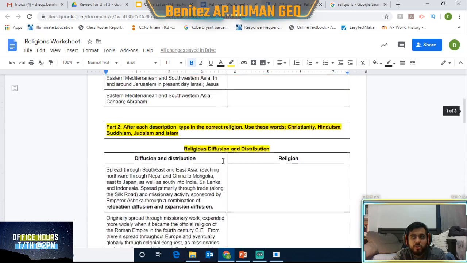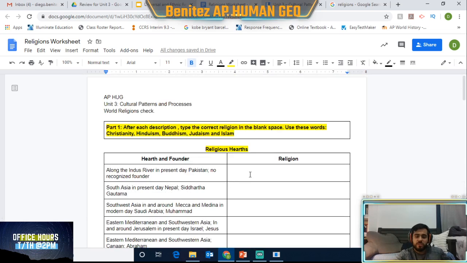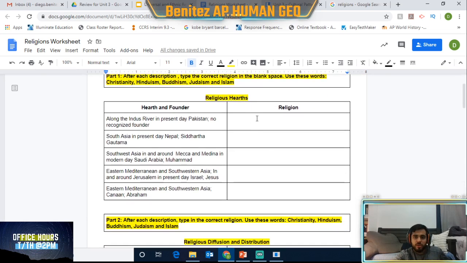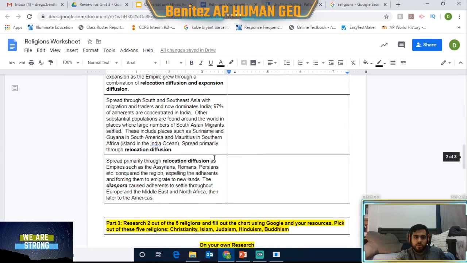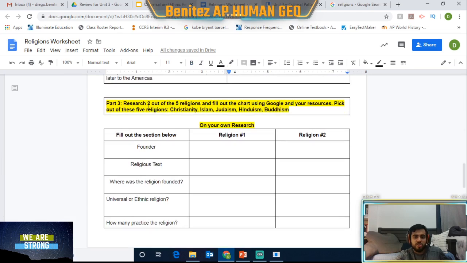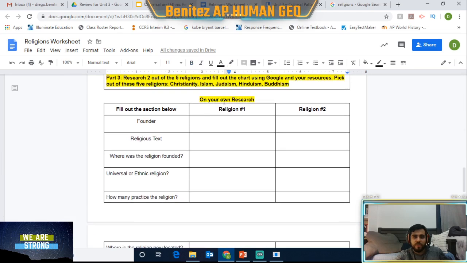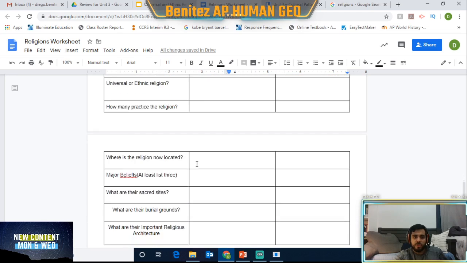For parts 1 and 2, all you have to do is fill out the correct religion in the box. And then once you go to part 3, it says research 2 of the 5 religions and fill out the chart using Google and your resources. Pick 2 out of these 5 religions and make sure you fill out this chart.